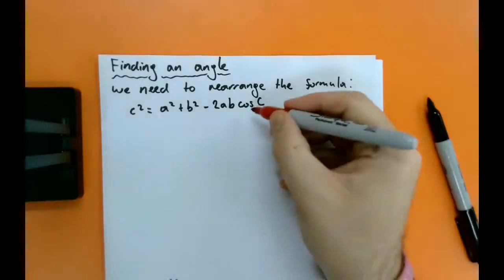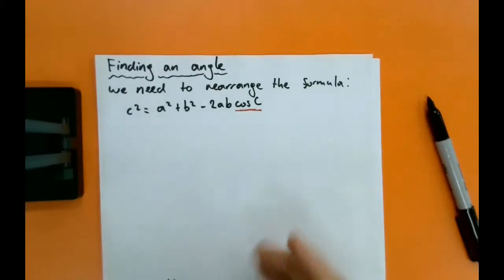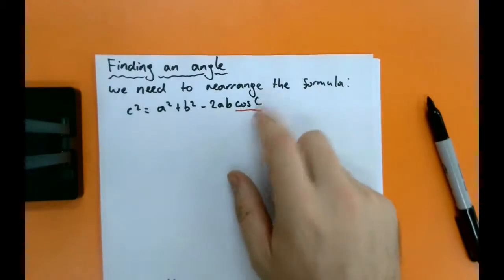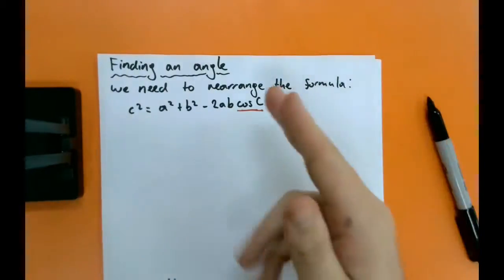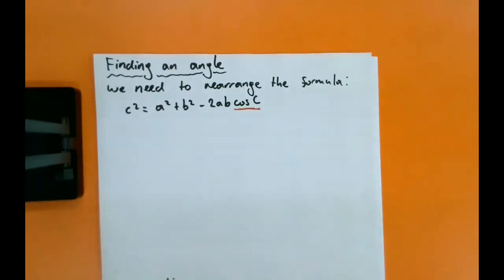You'll notice here that we have an angle in this formula. So my whole process here is I'm going to rearrange this so I end up with a positive cos c equal to something. So I'm making cos of c the subject of my formula. That is how we're going to do this.